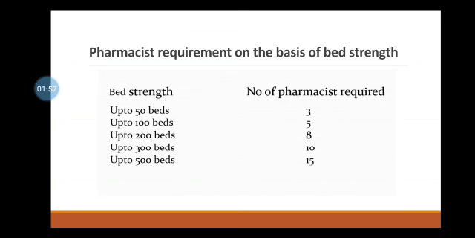In this chart, we can see according to the bed strength, up to 50 beds, 3 pharmacists are required. Up to 100 beds, 5 pharmacists are required. Up to 200 beds, 8 pharmacists are required. Up to 300 beds, 10 pharmacists are required. And up to 500 beds, 15 pharmacists are required.